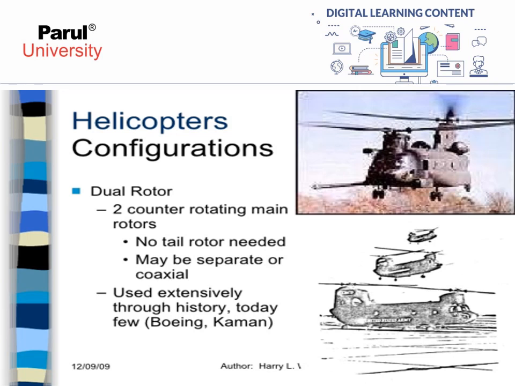The helicopter configuration dual rotor has two counter-rotating main rotors, with no tail rotor needed. They may be separate or coaxial, and have been used extensively through history. Today, a few are Boeing and Kaman. You can see in this figure, these are the types of dual rotor helicopters. There is no tail rotor needed, and the rotors may be separate or coaxial.